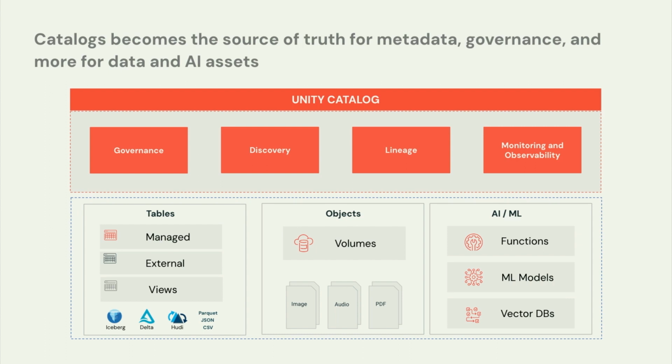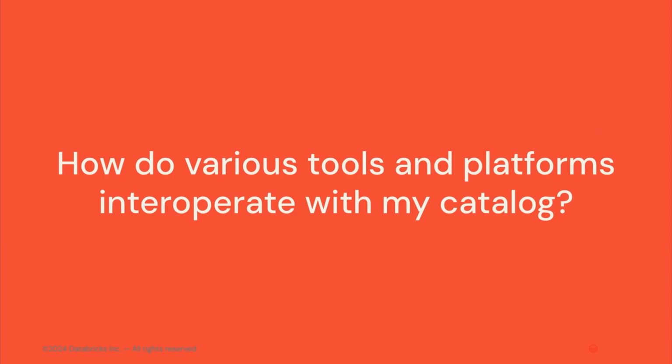So we've established catalogs become the source of truth for metadata, and that powers a lot of really awesome things like governance, discovery, lineage, monitoring and observability, and really cool and advanced features. And so what we saw, and this is the question, is that catalogs are now the source of truth, they seem great, they're powering all these incredible features, but how do I get various tools and platforms to interoperate with my catalog? There are a lot of challenges with that today, and I'll pass it over to Ramesh to talk through some of those. Yep.